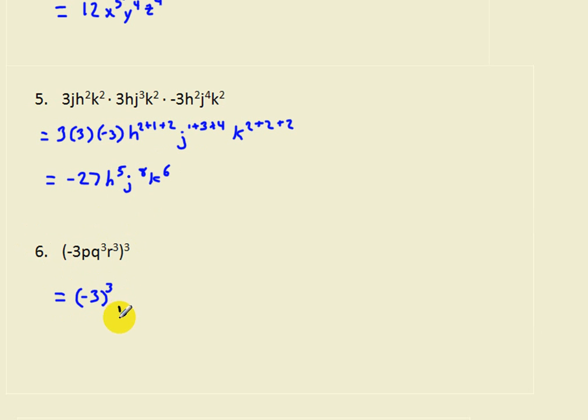And now we deal with the power of power property. So we have, first our exponent is 1, but we're going to cube that, so we multiply that exponent by 3. Then we have q to the 3 times 3 power, and r also to the 3 times 3 power. So when we take negative 3 times negative 3, we get a positive 9, times negative 3 again is negative 27, and then p cubed, that's a 3, q to the 9th power, r to the 9th power.